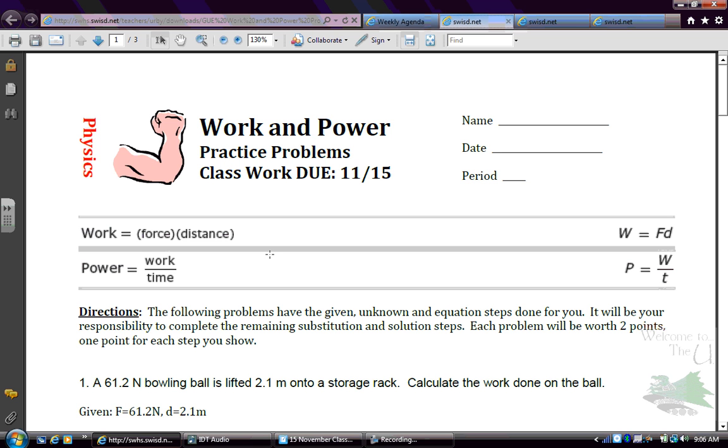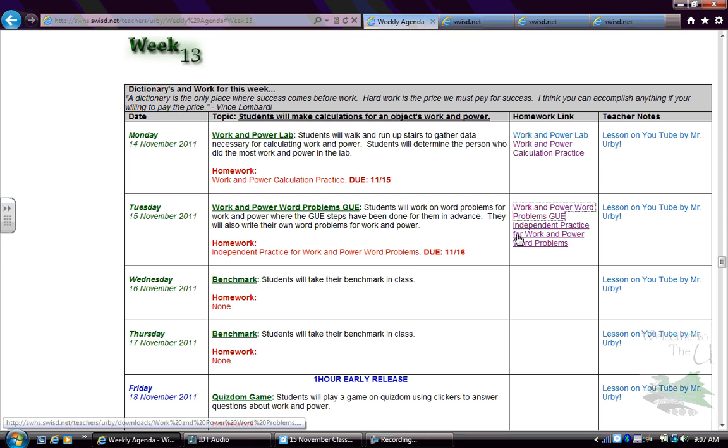The initial problems will be pretty easy, but then writing your own word problem may be a little more difficult because it requires some imagination and then also knowing the equations. When you're completed with that, you will probably have a little bit of time in class to actually get to doing these independent practice for work and power word problems.